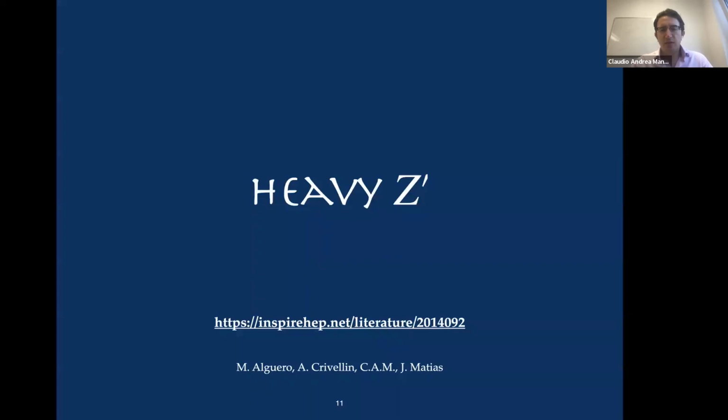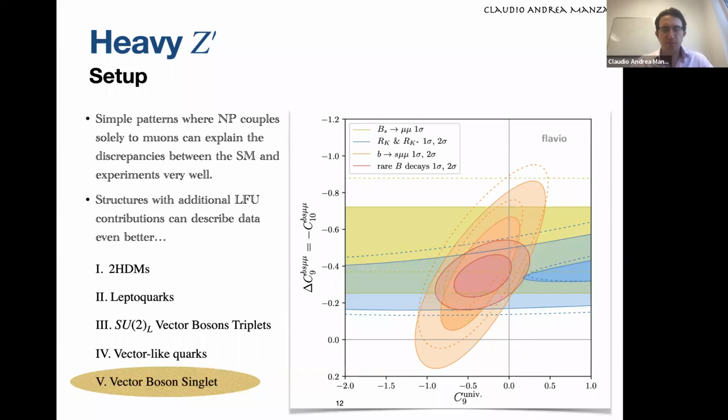The following slides are based on work that I've recently done with my colleagues Marcel, Andreas, and Joachim, where we focused on the importance of the mixing angle between the heavy Z prime and the standard model Z. So just summarizing what we have said in terms of B to S l l data for Z prime, we know that simple patterns where new physics couples solely to muons can explain the discrepancies between the standard model and the experiments very well. So we need a lepton flavor universality violating effect in the muon channel, and additional flavor universal effects can further improve the agreement with data.